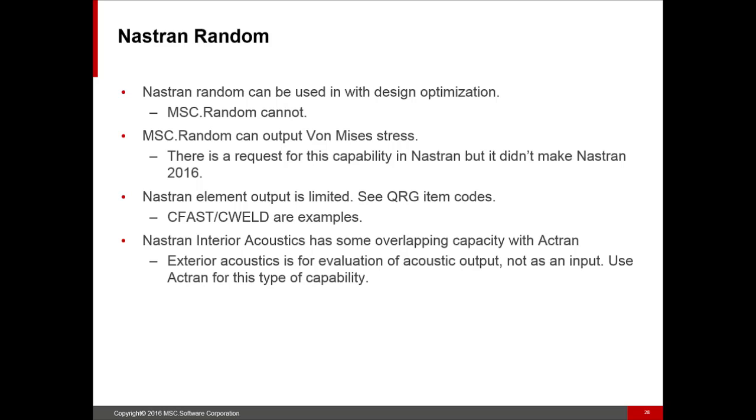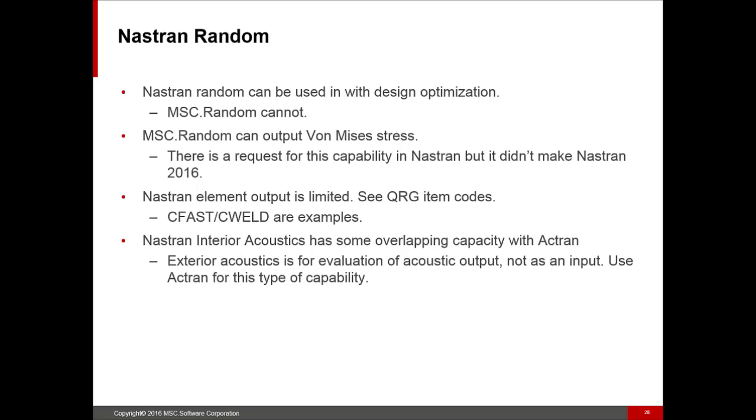Again, it's not a super conservative type of calculation, and it is worth keeping in mind. At least it reduces some doubt in your mind about what you're looking at when you're using those methods. Unfortunately, Nastran.Random doesn't have that capability. We do have an open request for that. It didn't make 2016, so we may see that in the future.